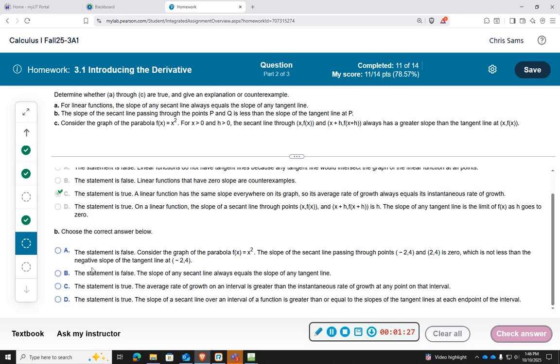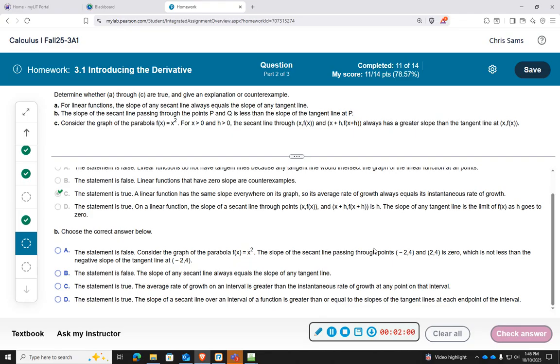So we have two of them. It says B, the statement is false if the slope of any secant line is always equal to the slope of the tangent line. That will be the case as we take the limit. A says the statement is false. Consider the graph of the parabola x squared. The slope of the secant line passing through the points -2, 4, and 2, 4 is 0, which is not less than the negative slope of the tangent line at -2, 4.